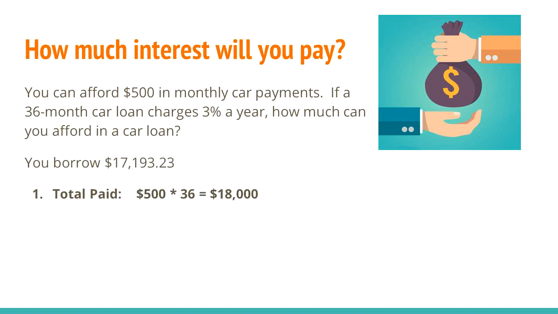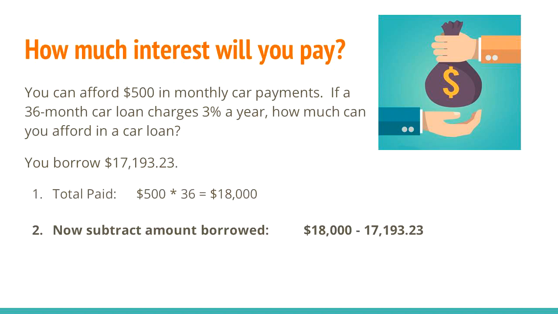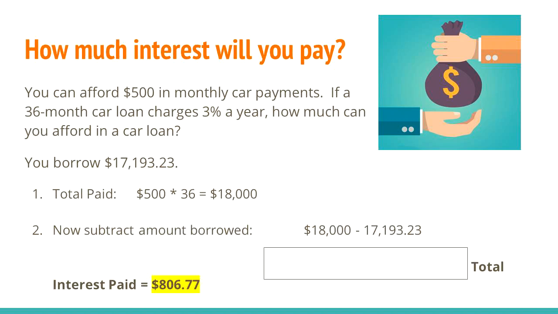So we had the amount borrowed. We also know the total paid. We're paying $500 for 36 months, which totals $18,000. Now we just subtract the amount that we borrowed. So we take that total paid, $18,000, and subtract the $17,193.23. And we come up with that total interest paid of $806.77.